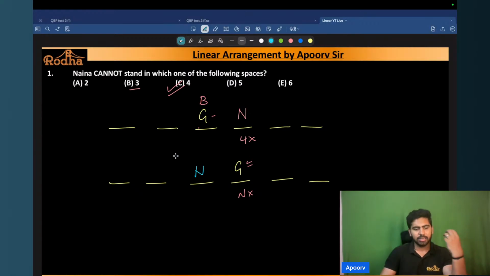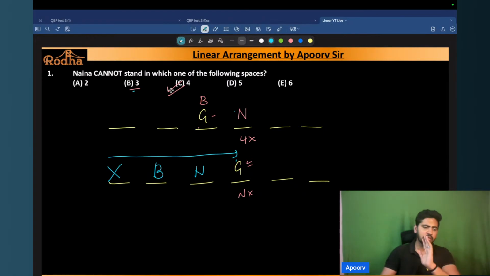So Nana cannot stand in space 4 for sure, in both the cases combined. But Nana can stand in space 3 in the second case in this particular fashion, and this can be an empty space, and Gauti is the third person from the left. So 3 is definitely possible, but 4 is not possible. Could everybody understand? Could everybody follow the first question here? Any doubts, anyone?